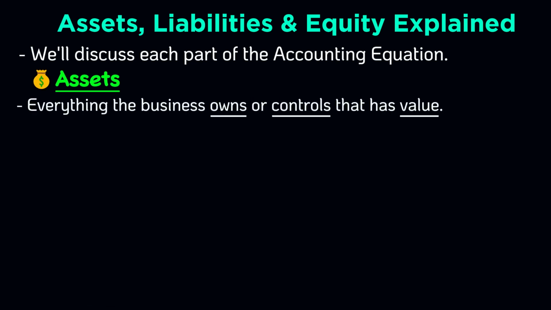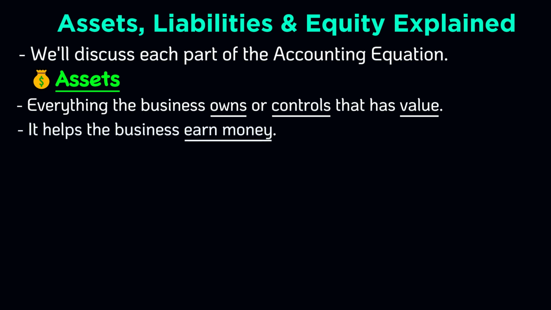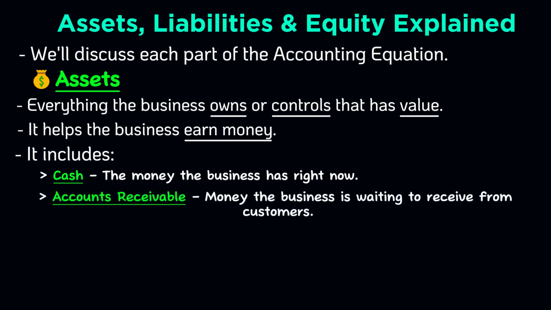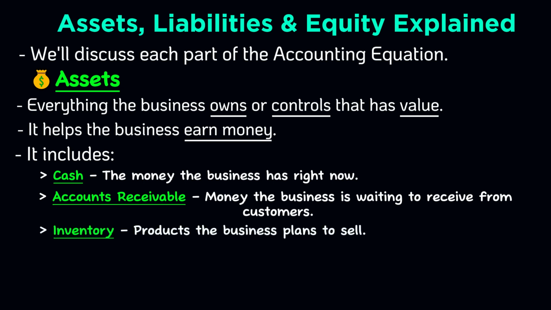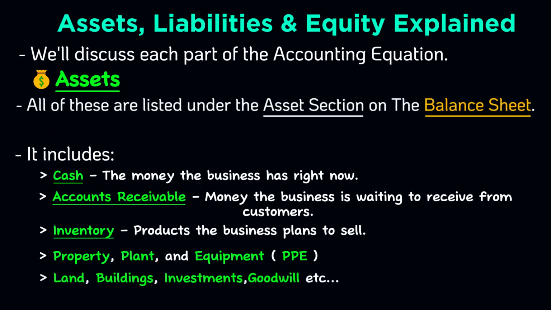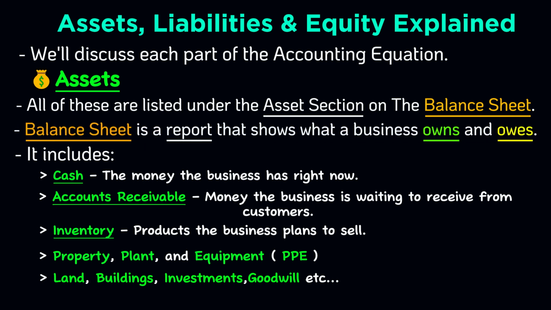Assets are everything the business owns or controls that has value. These are used to help the business earn money. Assets can include cash, which is the money the business has right now, accounts receivable, which is money the business is waiting to receive from customers, inventory, which are products the business plans to sell, property, plant and equipment, land, buildings, investments, and goodwill. All of these are listed under the asset section on the balance sheet, which is a report that shows what a business owns and owes.